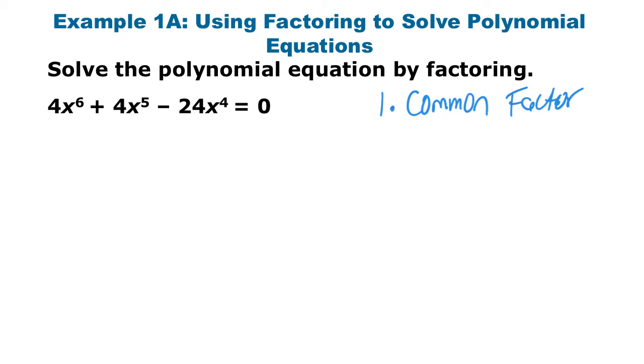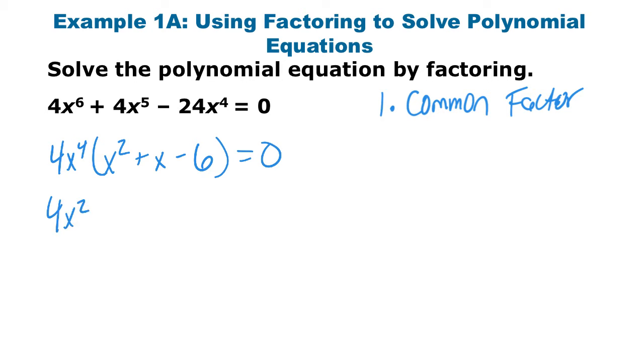Your first step in factoring polynomials should always be to look for that common factor. It'll make your life easier if you can find it. In this one, our common factor is going to be 4x to the fourth. And as I factor that out, I'm starting to see that I'm going to end up with something that is much easier to work with. From here, we're just going to keep factoring. And this second part can be factored as x plus 3 times x minus 2.